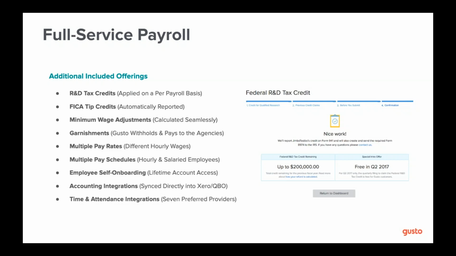For your restaurants, minimum wage adjustments. If you are paying workers, maybe your servers, your bartenders, and it does not meet the minimum wage, we'll actually do that true up and the adjustment to ensure that you are staying compliant. Garnishments, we'll withhold and pay child support to the pay agencies. Multiple pay rates. It really is intended to be a flexible product that can accommodate different industries, different types of workers, in all different types of situations.